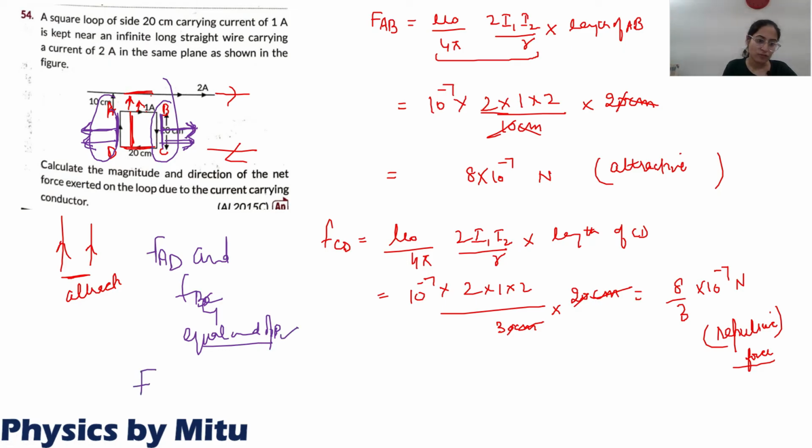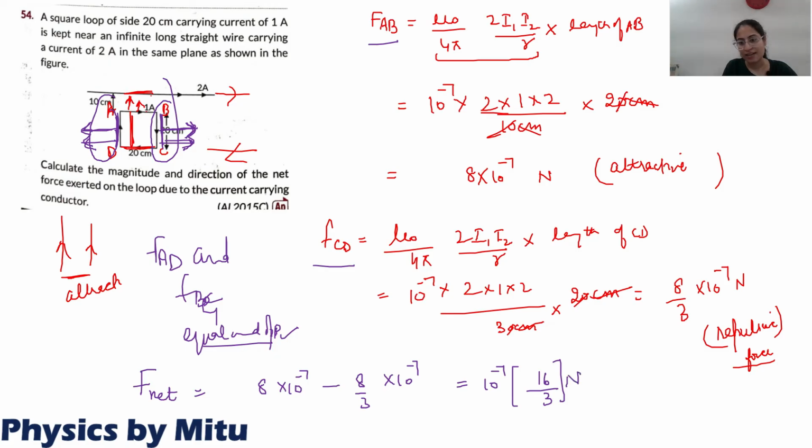So आपका total force, net force will be because of CD part and AB part only, which will be 8 into 10⁻⁷ minus 8 by 3 into 10⁻⁷. This will be 24 minus 8, 16 by 3 Newton. And what is it? This is 5.33. And what is the direction?